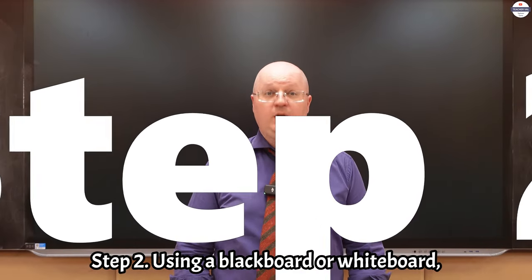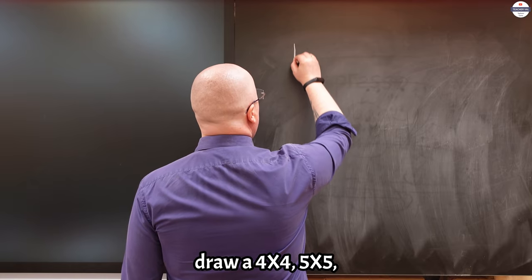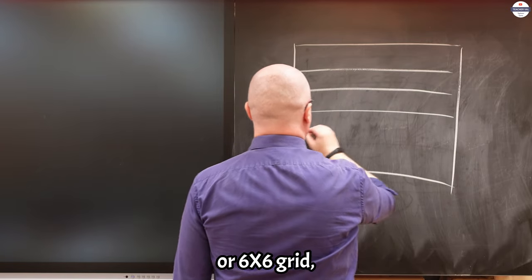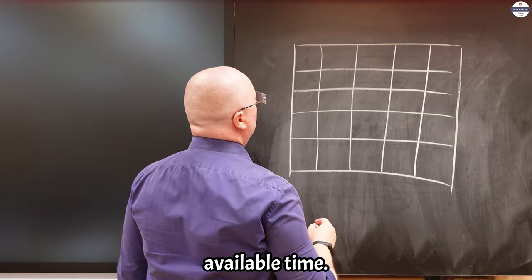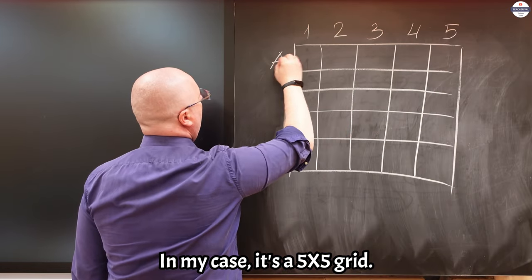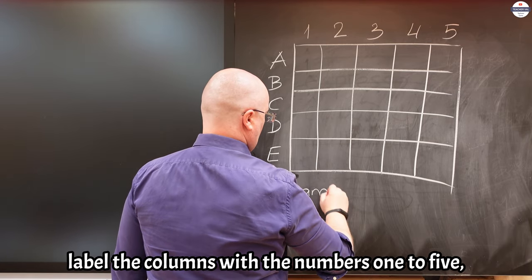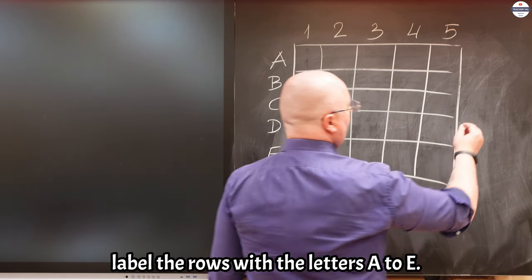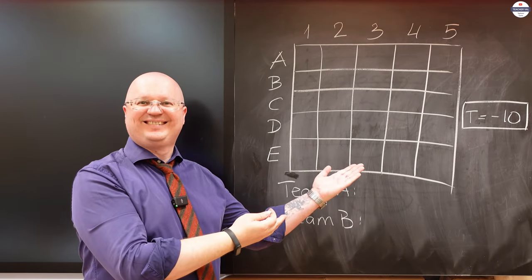Step 2. Using a blackboard or whiteboard, draw a 4x4, 5x5, or 6x6 grid, depending on the number of students and the available time. In my case, it's a 5x5 grid. At the top of the grid, label the columns with the numbers 1 to 5, and on the left side, label the rows with the letters A to E.